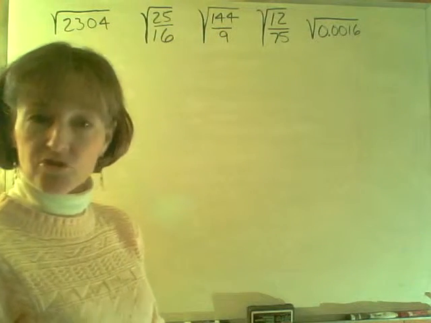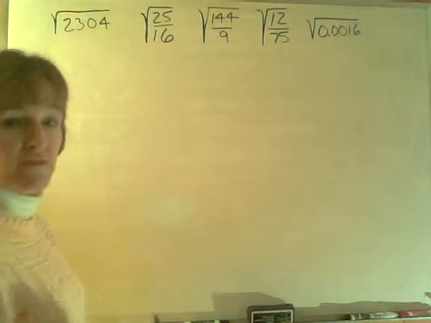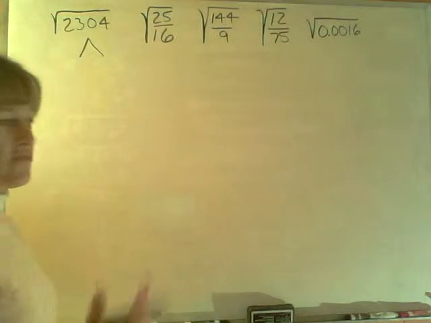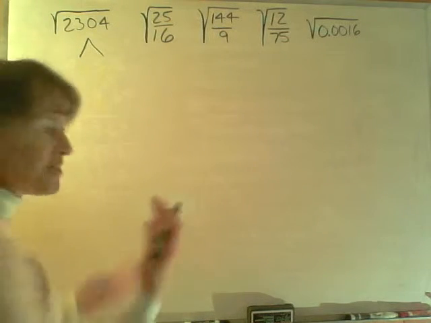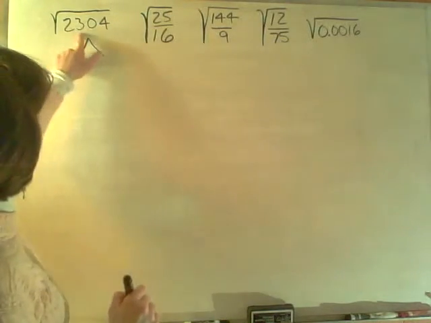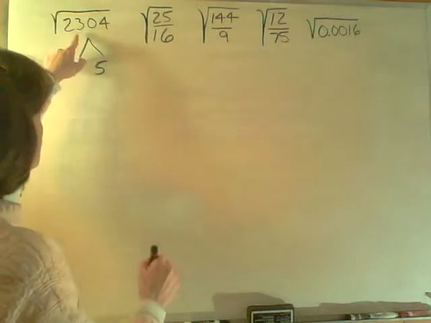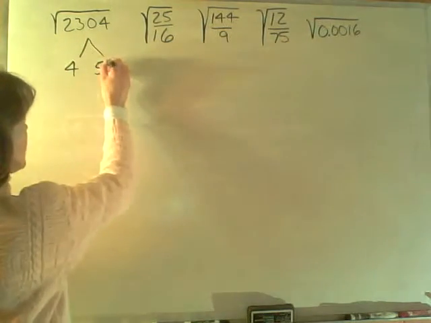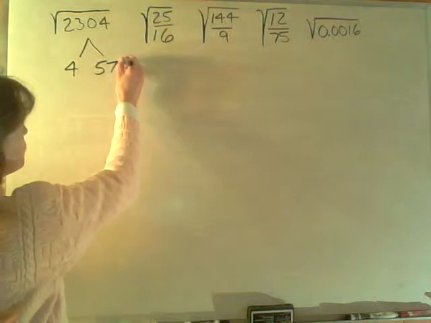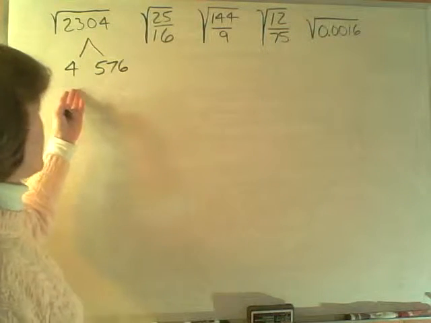Now if you don't know what the square root of a number is, then in order to get that square root, you can do a factor tree. When we do a factor tree on 2,304, I'm going to start by dividing this number by 4. I'm going to see if 4 will go into this number. Well, 4 goes into 23 5 times, and I have 3 left over. So 4 goes into 30 7 times, which is 28. So I have 2 left over, and then 4 goes into 24 6 times.